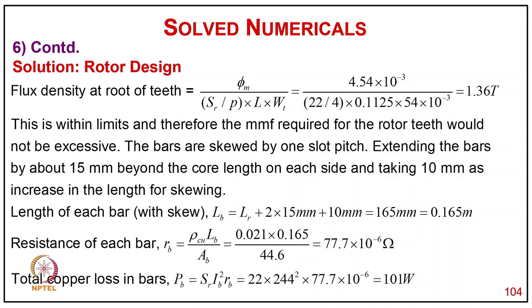The bars are skewed by one slot pitch to avoid slot harmonics, noise, vibration and cogging. The bars extend 15 mm beyond the core length on each side, taking 10 mm as the increase in length for skewing. The length of each bar with skewing, LB, equals LR plus 2 into 15 plus 10 mm, so it comes 165 mm. The resistance of the bar is RB equal to rho C into LB upon AB, it comes 77.7 × 10^-6 ohm. Total copper loss in the bars is PB equal to SR into IB square RB, so it comes 101 watt.